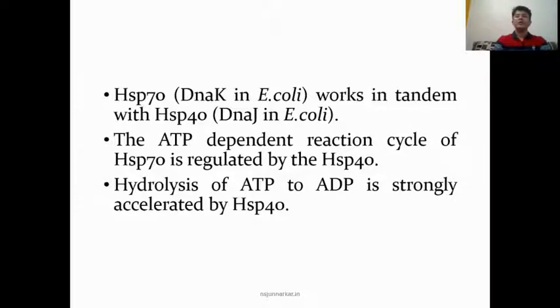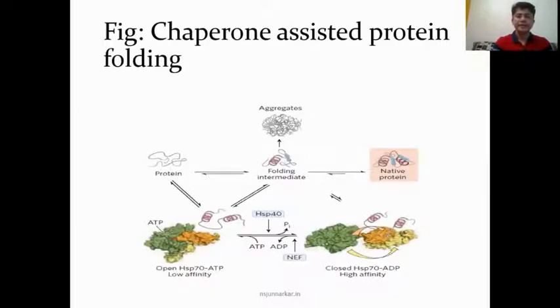HSP70 is also called DnaK in E. coli. It works in tandem with HSP40, which is also called DnaJ protein in E. coli. The ATP-dependent reaction cycle of HSP70 is regulated by HSP40. Hydrolysis of ATP to ADP is strongly accelerated by HSP40. Here is the figure indicating how HSP70 family members function.